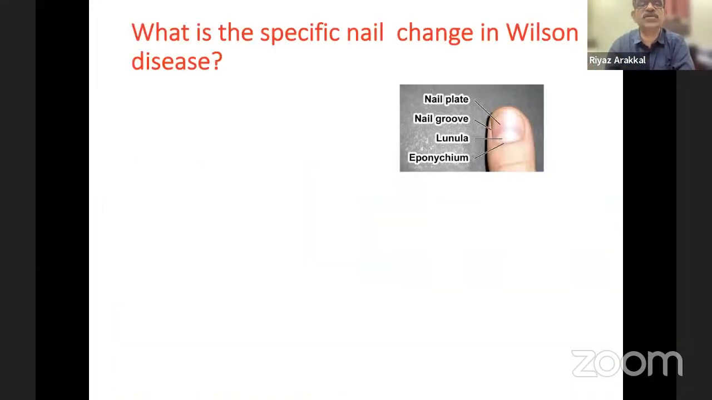But what is the specific nail change of Wilson disease? Anybody in the chat box? There's a nail change which is specific to Wilson disease. What is it?